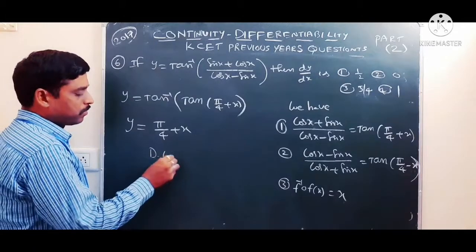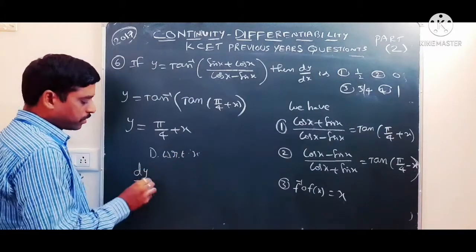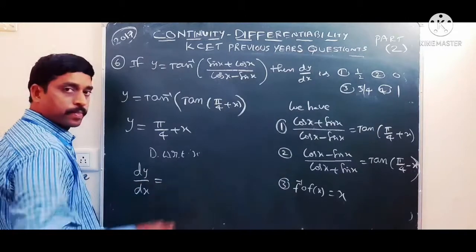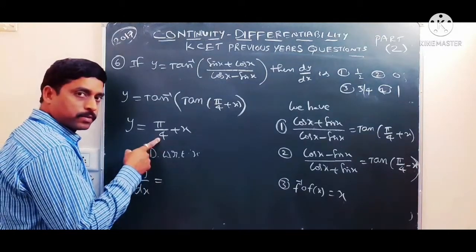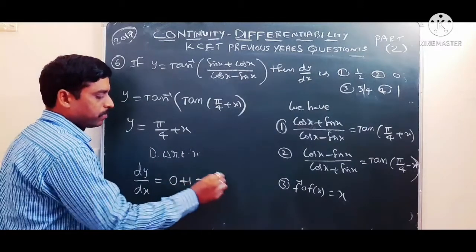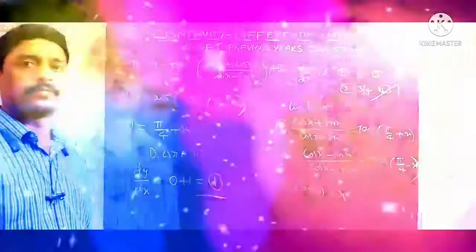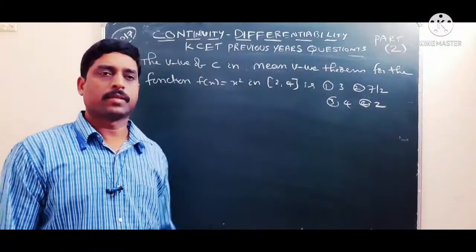Now take the derivative on both sides. dy by dx is equal to the derivative of pi by 4, which is 0, plus the derivative of x, which is 1. So 0 plus 1 will be 1. Option 4 is correct. Okay, let us see the next question.